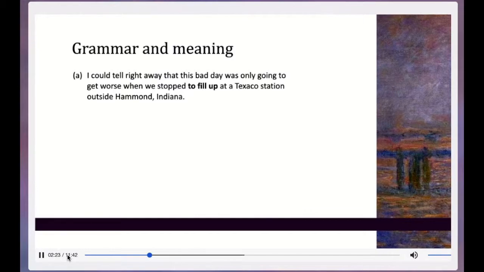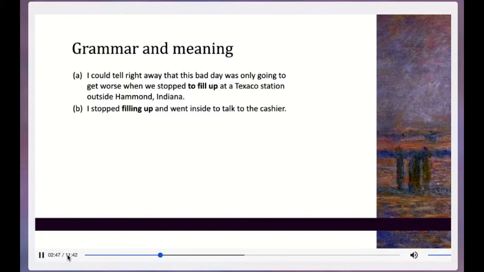Here is a structure where the verb stopped is followed by a clause, sats in Swedish, including a so-called to infinitive, to fill up. Look now at a similar but slightly different example. B. I stopped filling up and went inside to talk to the cashier. Here, the verb stopped is instead followed by a verb in the ing form.